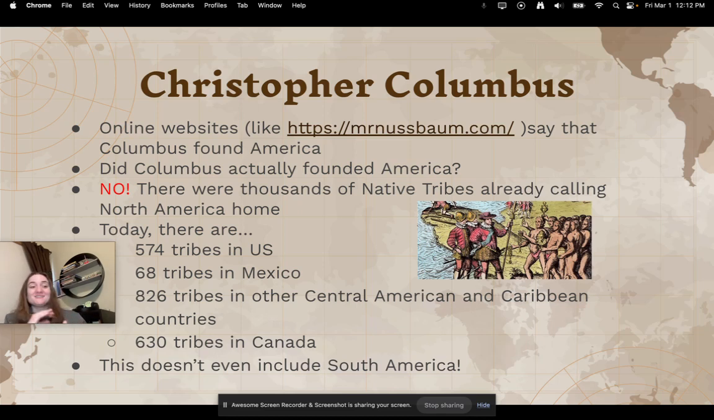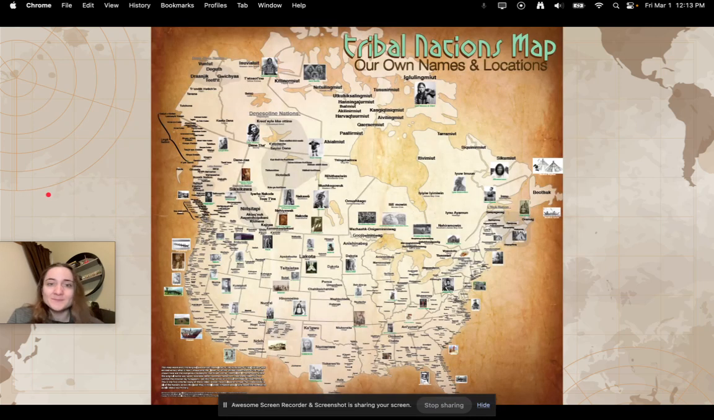So, just to put into perspective how many tribes there were living in North and Central America before Christopher Columbus arrived. Today, there are still 574 tribes in the United States, 68 in Mexico, 826 in Central America and the Caribbean countries, and 630 in Canada. And this does not even include South America, okay? There are millions of people living in North and South America, so no way did Christopher Columbus find it. There have been people living in North and South America for tens of thousands of years.